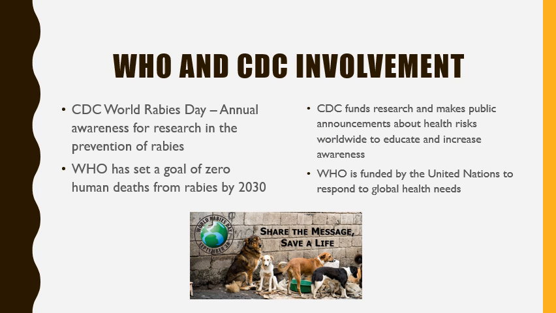So the WHO, the World Health Organization, and the CDC are both heavily involved in reducing the incidence of rabies, especially in these countries, African countries and in India. The CDC funds research and makes public announcements about health risks worldwide in order to educate and increase awareness about these issues. And the WHO is an entity of the United Nations that was developed to respond to global health needs. It also works with other organizations in order to advance these outreach efforts for global health.